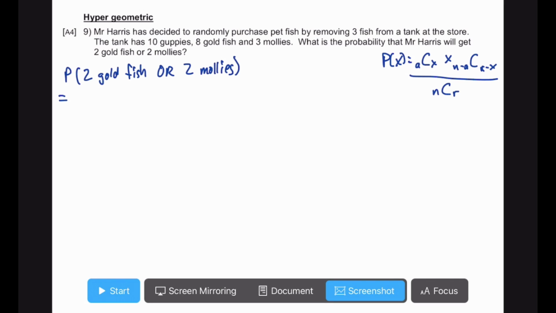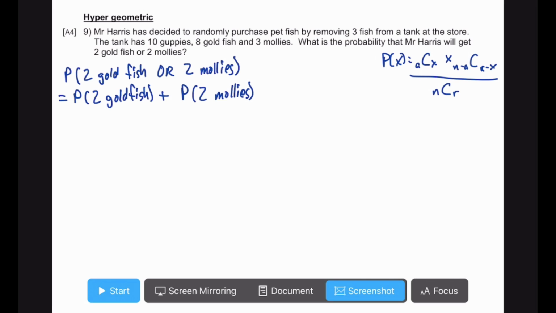And it's an or question, so that means that we are going to add. So we're going to find the probability of 2 goldfish plus the probability of 2 mollies. Now the question is, how do I find the probability for each of those events? And well, that's when our hypergeometric probability formula is going to come in. In each case, we're going to need to define our variables and decide what success looks like.